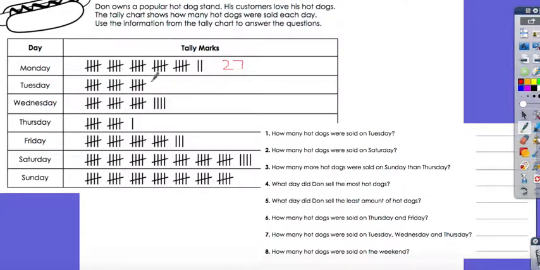5, 10, 15. Let's count Wednesday. 5, 10, 15, 16, 17, 18, 19. Thursday, 5, 10, 11. Friday is 5, 10, 15, 20, 21, 22, 23. Saturday is 5, 10, 15, 20, 25, 30, 35, 36, 37, 38, 39. And then Sunday is 5, 10, 15, 20, 25, 30, 35.